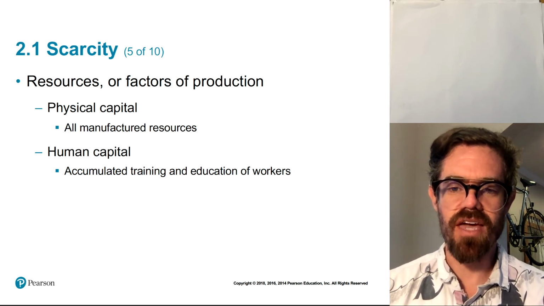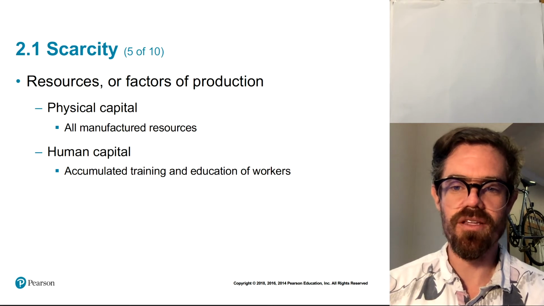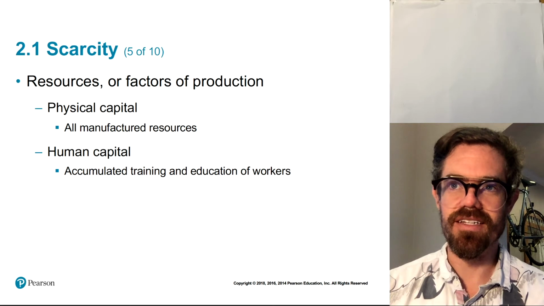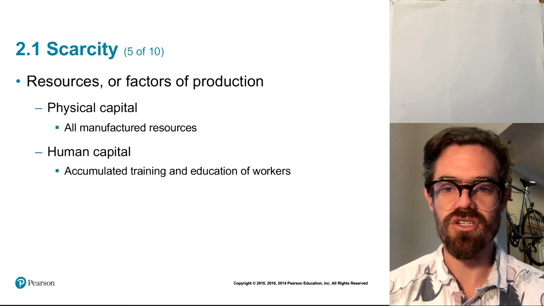Now there's another type of capital called human capital. And we separate it from labor because it's not the act of working, but it's the accumulated training and education of workers. So it's an intangible type of resource. It's in our brains, so to speak, and so we can't touch it. It's certainly not manufactured. It's not made in a factory or something like that. But it's basically the valuable resource of human knowledge, right? So that's called human capital.